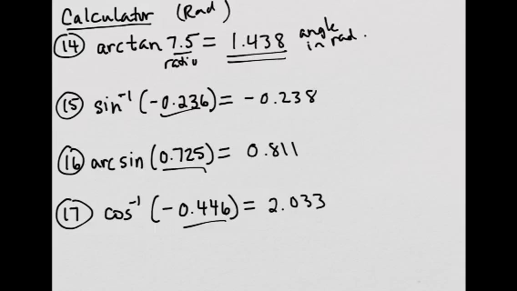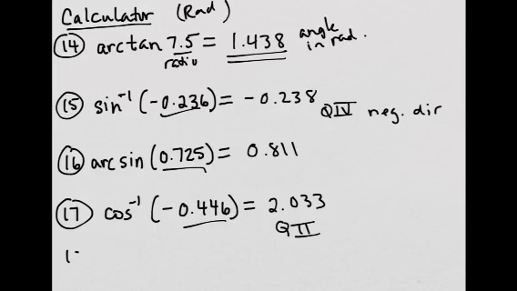So the calculator gives you the answer in the proper quadrants, because it knows that for cosine, when it's a negative ratio, the angle would be in quadrant 2. For sine, when it's a negative ratio, it's in quadrant 4, but in the negative direction. So it's programmed that way.